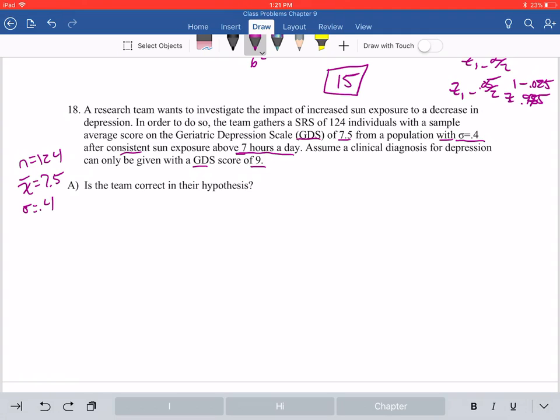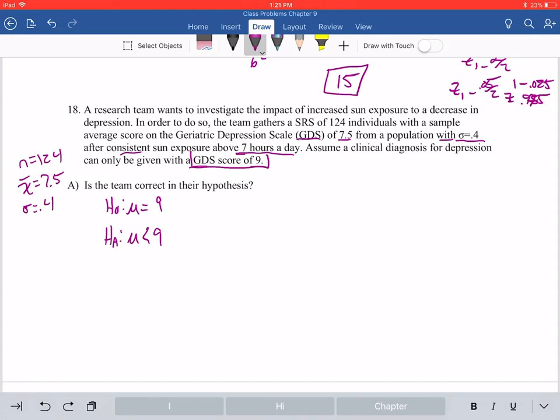So when we write out our hypothesis, our H naught, our null hypothesis, is mu equals 9, right? This is based off of a GDS score of 9. They're trying to see if people who stay in the sun longer than 7 hours a day are going to not be clinically diagnosed for depression. A score of depression is a score of 9 on the test, so they're trying to score less than 9. So that's your null. Your alternative is going to be mu is less than 9.